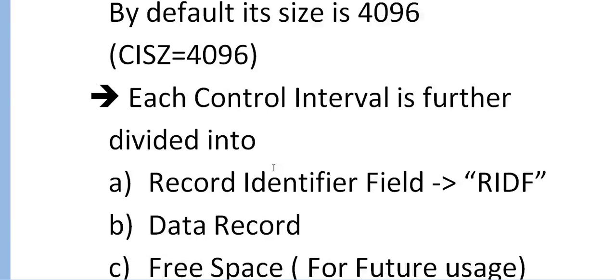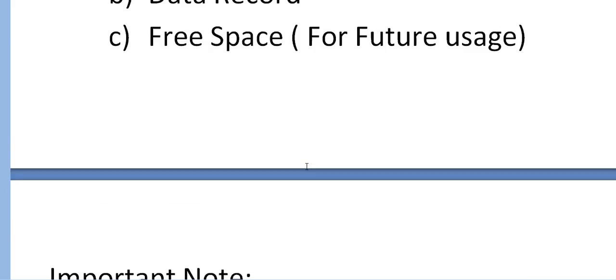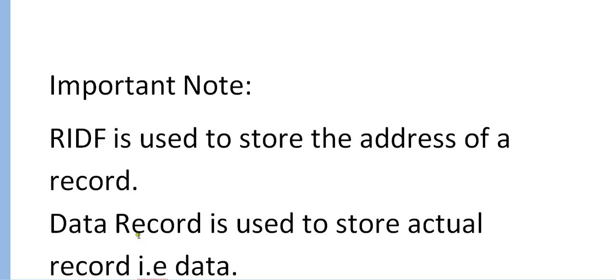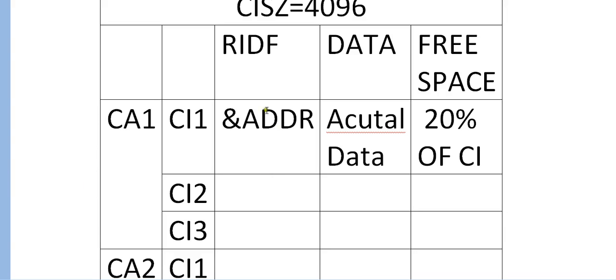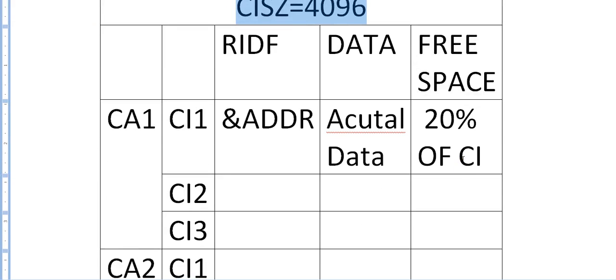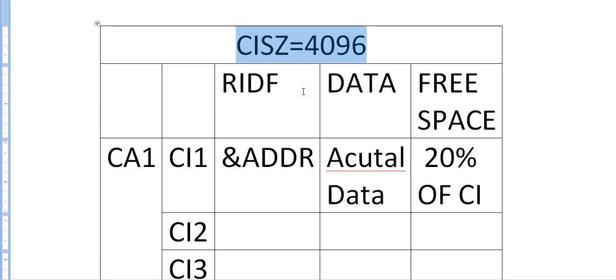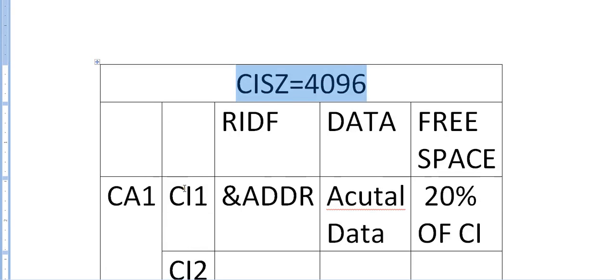The record identifier field, importantly, stores the address of that particular data record, right? And free space is 20% of the control interval size, which is used for further things. If the data gets filled, it will be stored here. So the control area is divided into control intervals, and control intervals are further divided into RIDF, record identifier, data and free space. That's it. This is the internal structure of the VSAM storage space.